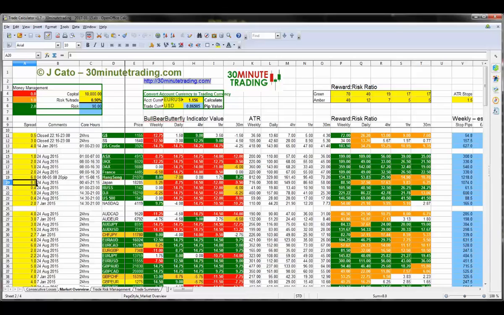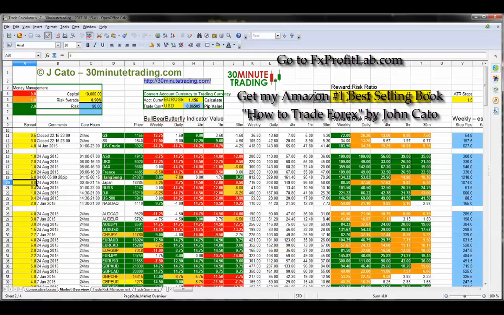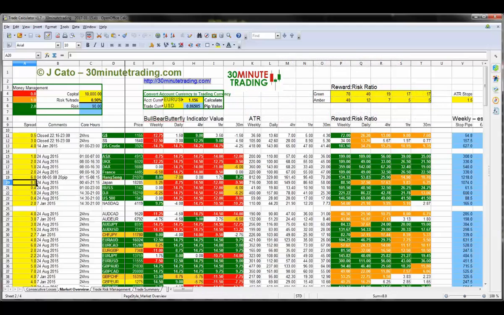I describe this in full in my book, How to Trade Forex. Anyway, the inherent reward to risk ratio is basically decided by dividing the spread into the average true range of the candle that you're trading. Let me explain a bit further.